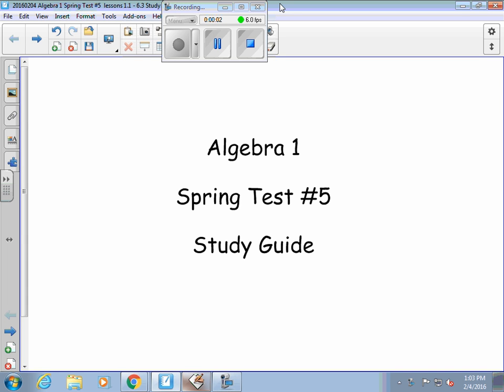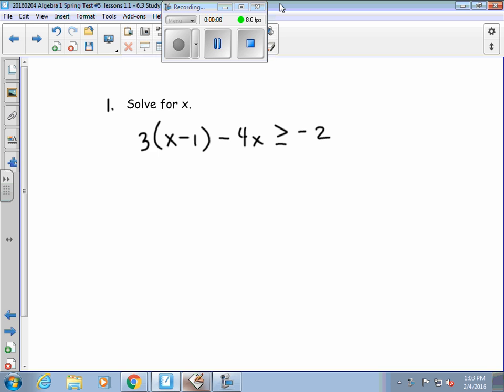This is Algebra 1, Spring Test number 5, Study Guide. Number 1 says to solve for x. 3 times x minus 1 minus 4x is greater than or equal to negative 2.